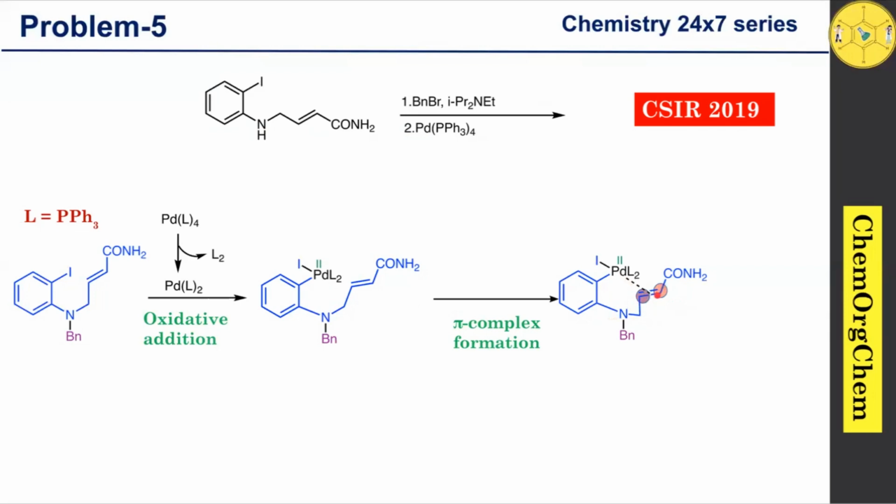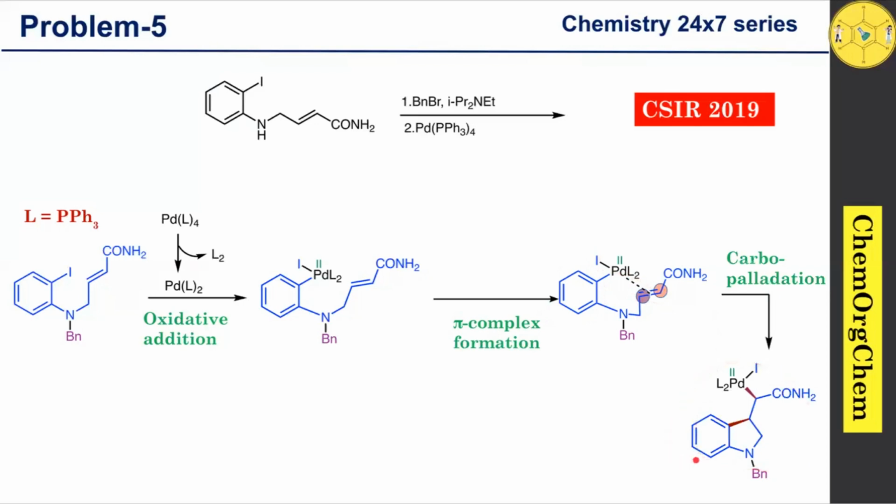Now you can see that this carbon is attached to this amide group, therefore this carbon is an electron rich carbon. In the case of this carbon, it is an electron deficient carbon. We know that the palladium 2 center is electrophilic in nature. Therefore our palladium 2 center will definitely move towards this carbon atom. At the same time, our aryl part is going to migrate to this carbon by carbopalladation to produce this corresponding intermediate.